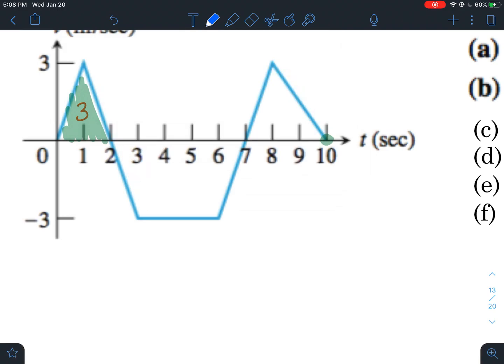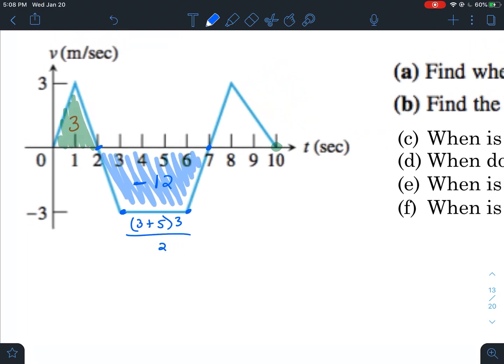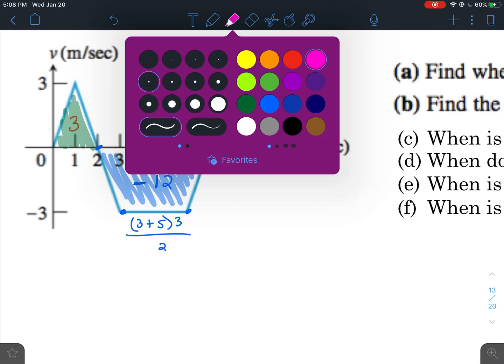And then down here we have a trapezoid. To find the area of a trapezoid, we take base 1 plus base 2, times the height, divided by 2. So base 1 goes from 3 to 6, so it'd be 3, plus base 2 goes from 2 to 7, so that'd be 5, times the height, which is 3, then divide by 2. And so that would be 8 times 3 divided by 2, so that would be 12. But since it's below, that displacement is negative, so that displacement would be negative 12.